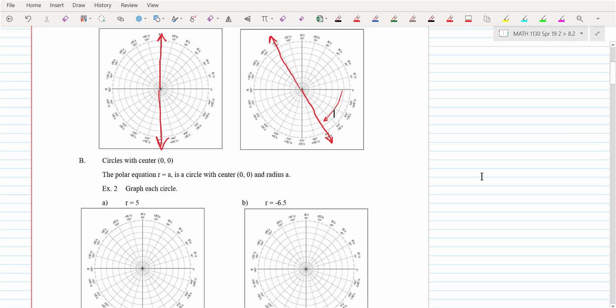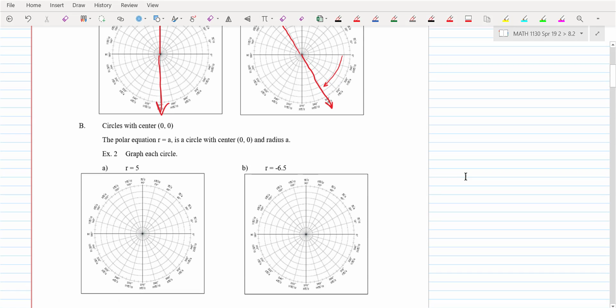The next thing, I'll get through the simple ones here first, is a circle with a center of 0, 0. We looked at this in the last section when we did conversions. If I have r equals 5 and I want you to graph that, all you do is just go to the 5th circle and you highlight it. That's it. So see, polar is simpler in a lot of ways. That's the graph of r equals 5.